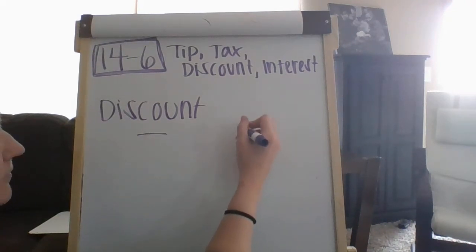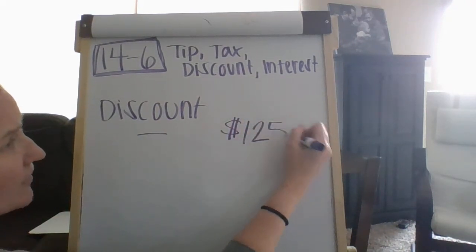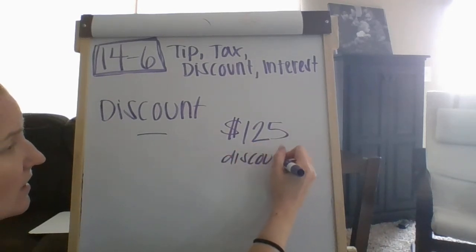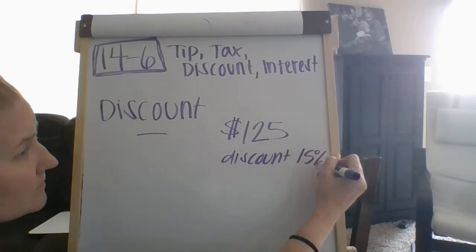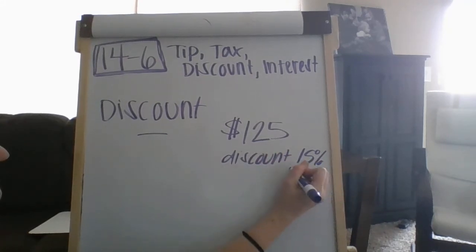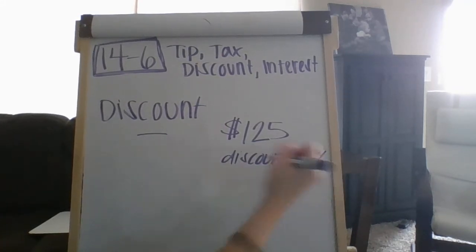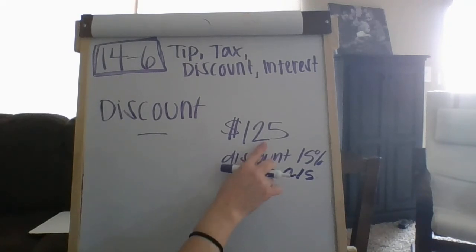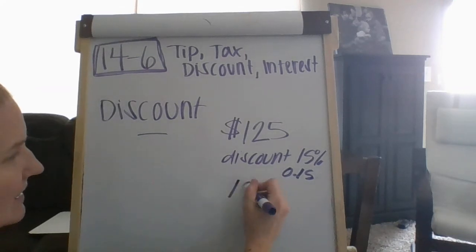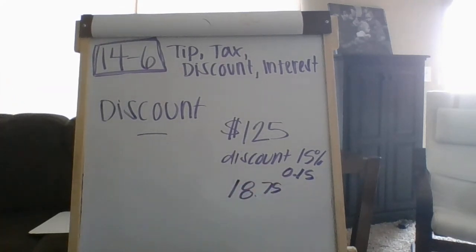So say we go shopping and we see something that says regular price is $125. However, there is a discount of 15%. We want to figure out what it is that we're actually going to be spending. What is our sale price going to be? So we're going to do our 125 times our 0.15, which is going to be our decimal form. So 125 times 0.15, and we are going to get 18.75.